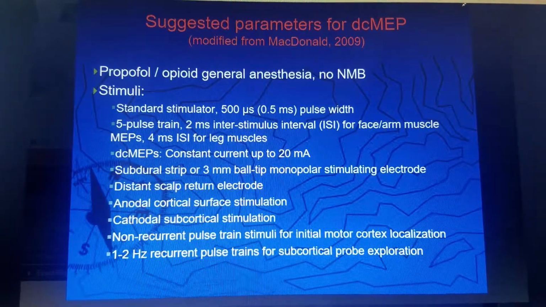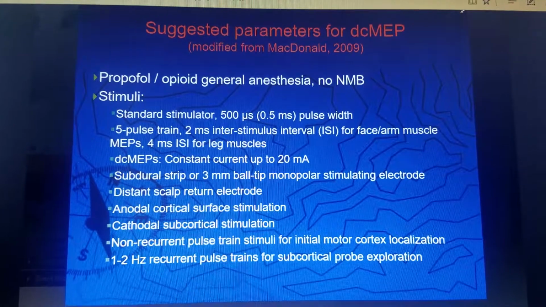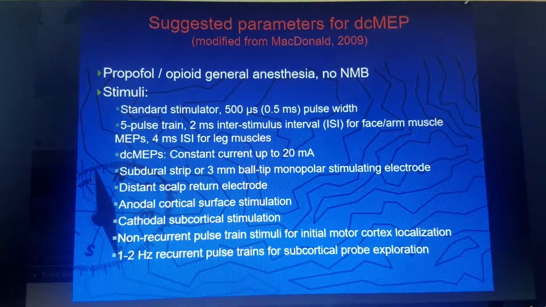An important point is when you're stimulating the surface of the cortex, the anode is the effective electrode, and when you're stimulating subcortically, the cathode is the effective electrode.